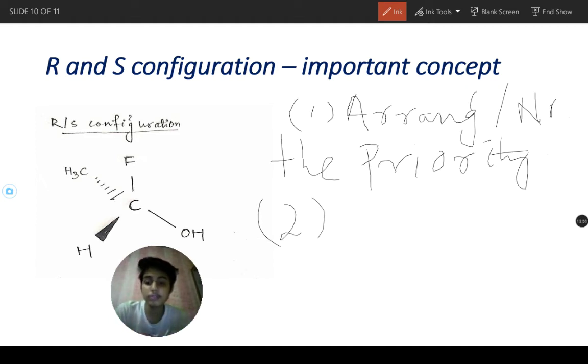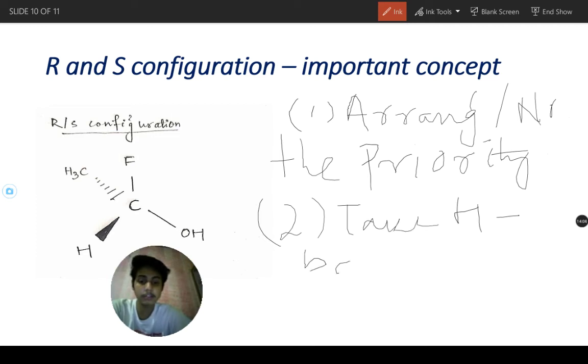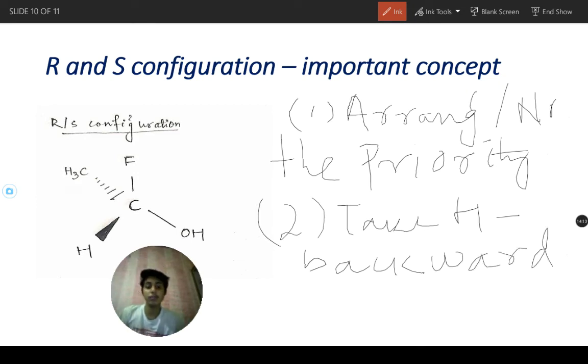The hydrogen should not come towards you. This is a very important thing. Priority order and hydrogen, these two are the most important in R and S configuration. Just listen. You need to take hydrogen backward. These two are the rules. Just write it down or take a snapshot.